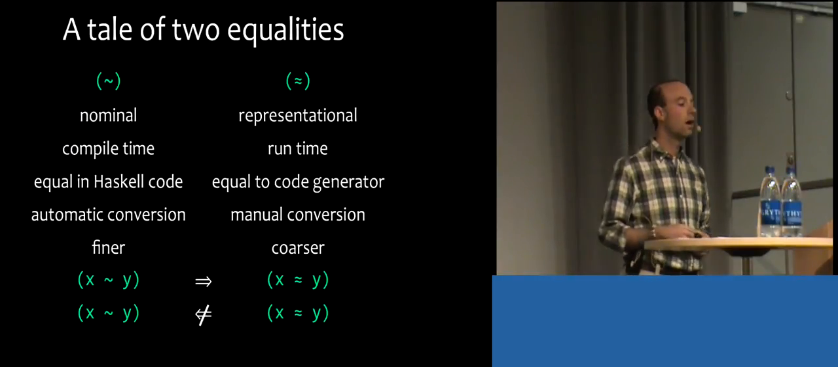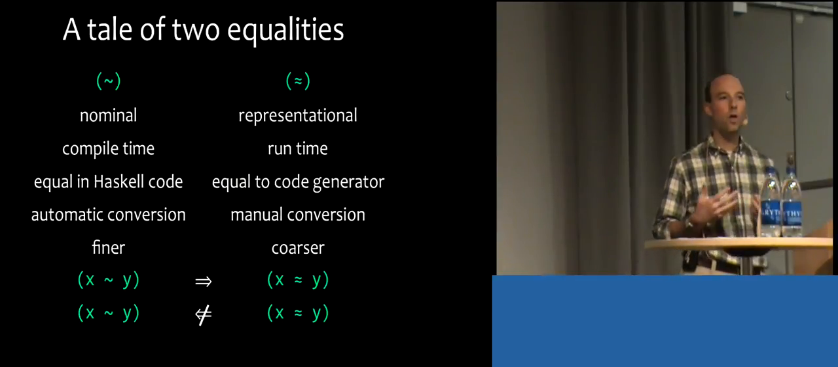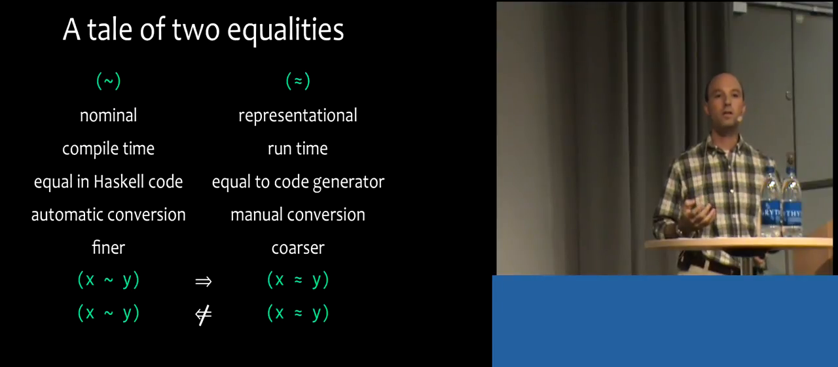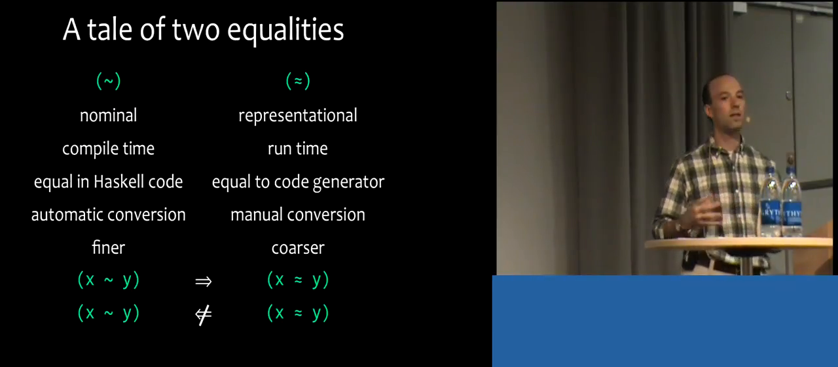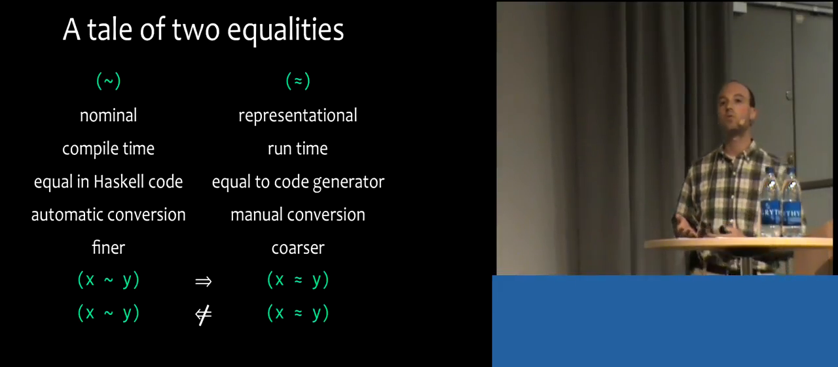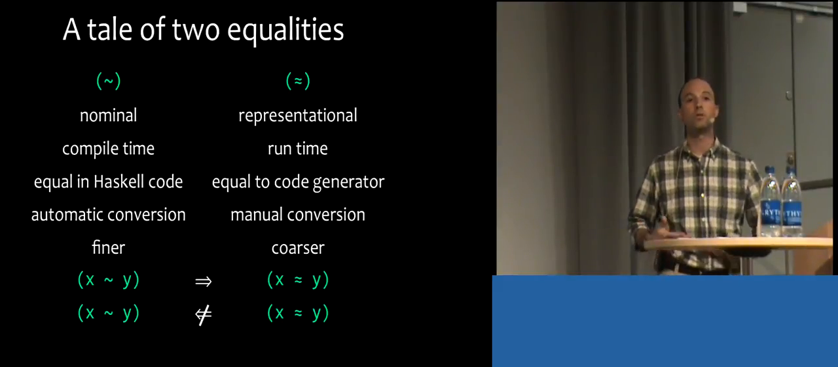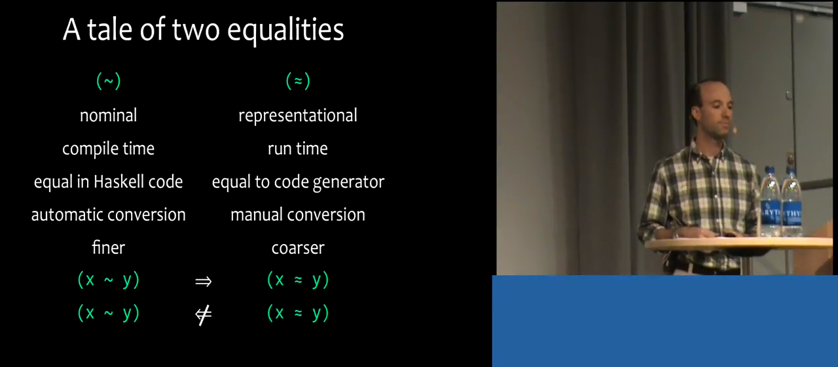The other thing to note about these two equality relations, to give a little bit more intuition, is that for nominal equality, conversion is automatic. GHC is going to apply these equalities as it needs to during type inference. On the other hand, representational equality requires a manual conversion through calling coerce, which is exactly what we want when we're introducing new abstractions like HTML.